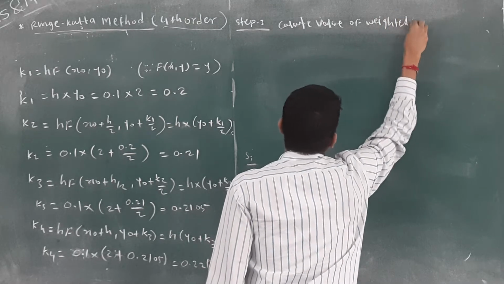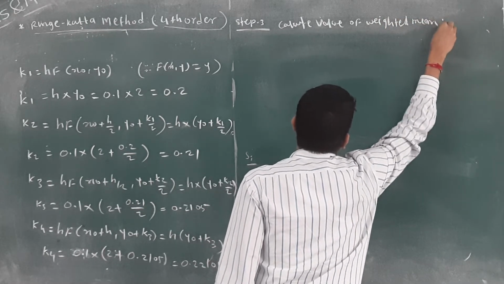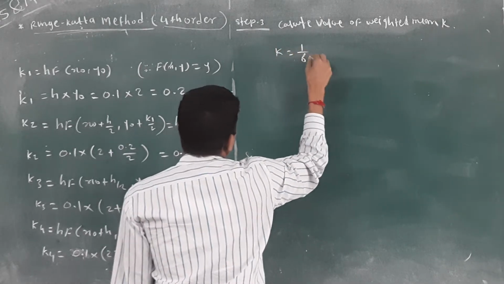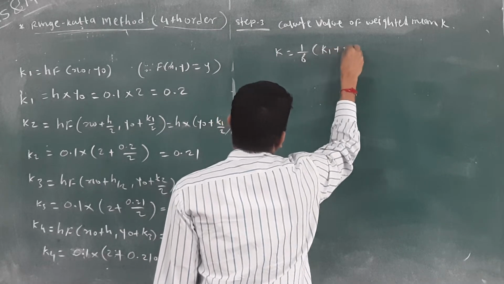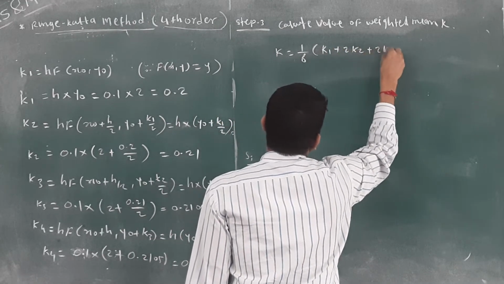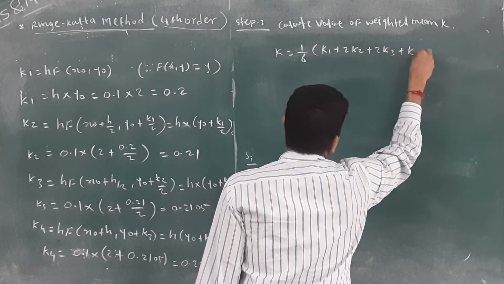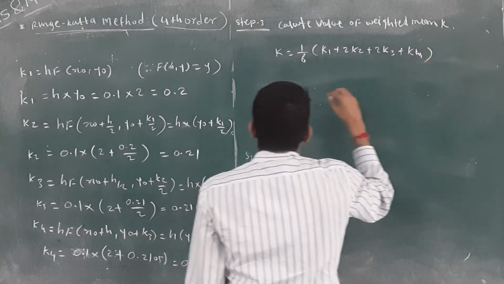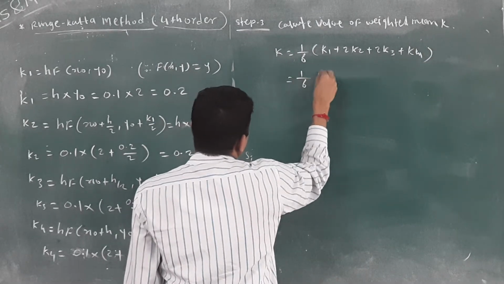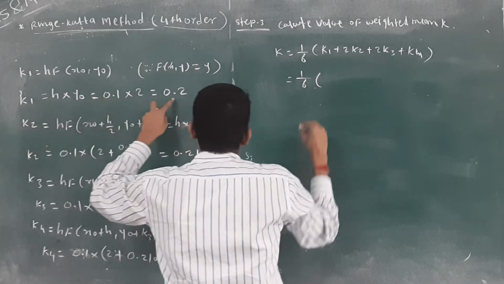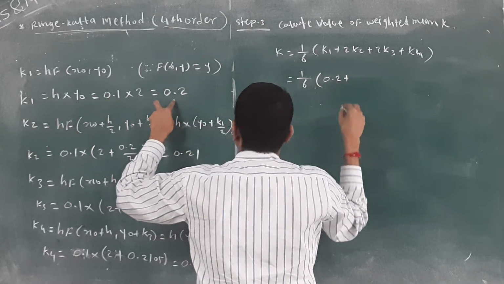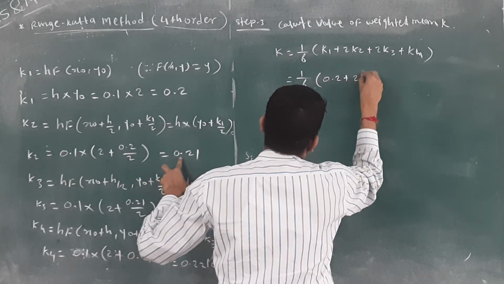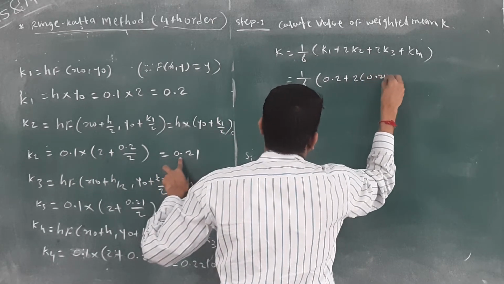The weighted mean is denoted by what? Anybody can tell me? K is equal to, what is the formula we have seen? 1 divided by 6, K1 plus twice K2 plus twice K3 plus K4. All of you check that. When making the summation, 1 divided by 6, what is the K1 value? 0.2 plus what is 2K2? K2 value, 2 into K2, I will write 0.21.